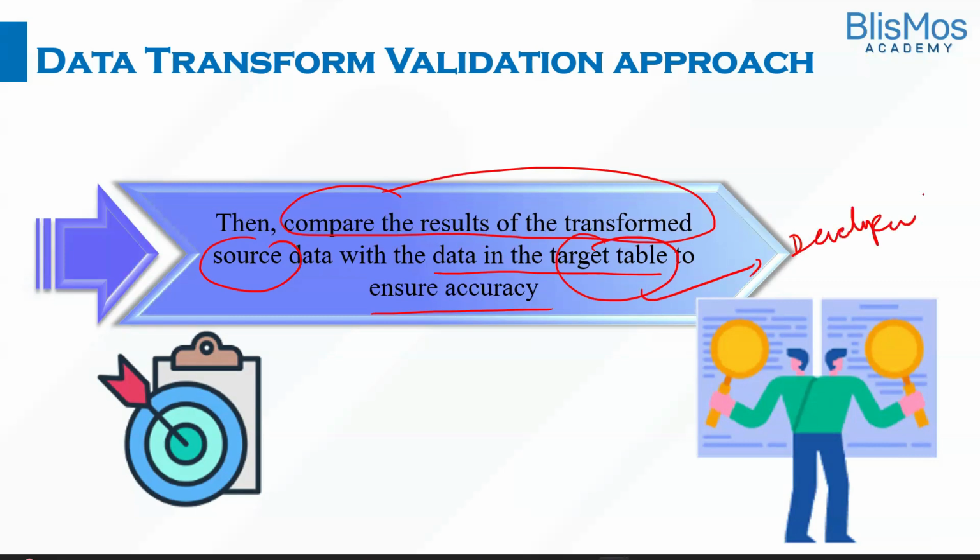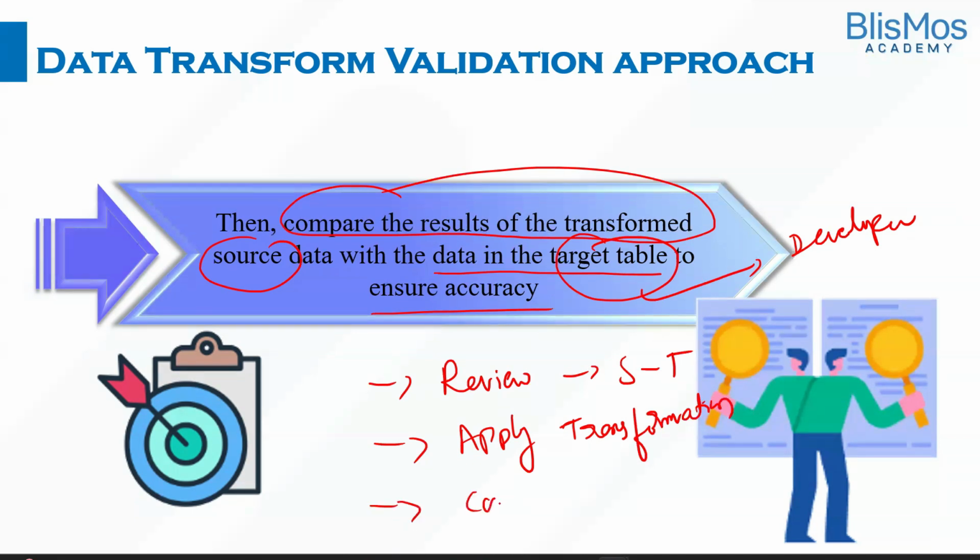I hope it is clear. Just to summarize here. First, you go ahead and understand or review the source to target mapping. Then, as a tester, you apply the transformations. Then compare the results from your queries with the data in the target table. Wonderful. We understood how the data transformation validation is done.